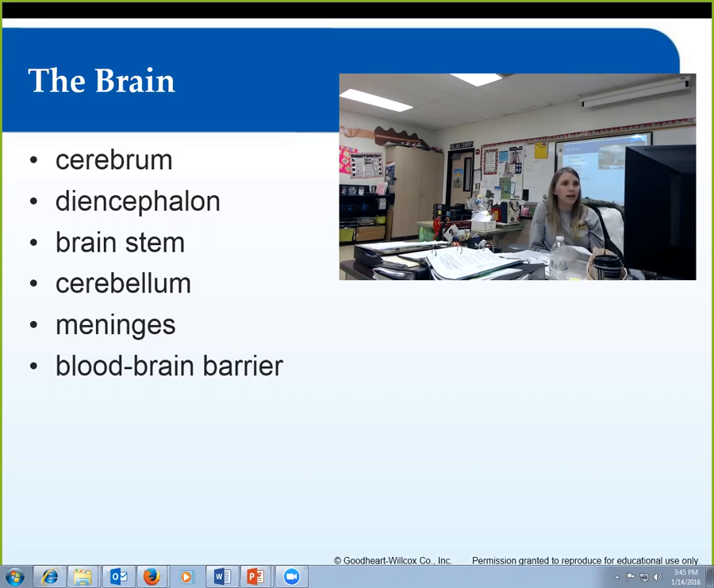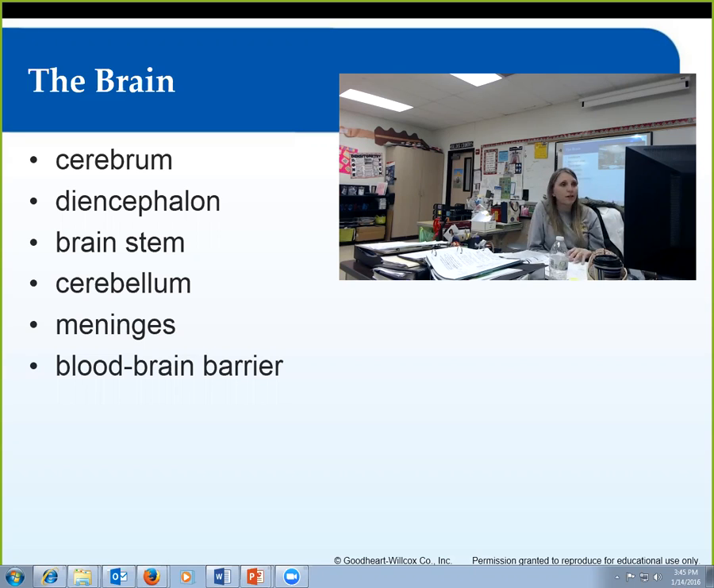Okay, so the brain: cerebrum, diencephalon, brainstem, and cerebellum. These are the main regions of your brain itself. The meninges are the layers around the brain. You'll probably recognize that from meningitis. You guys had taken a meningitis shot. That's what it's related to: the layers, the covering around the brain that protects it.